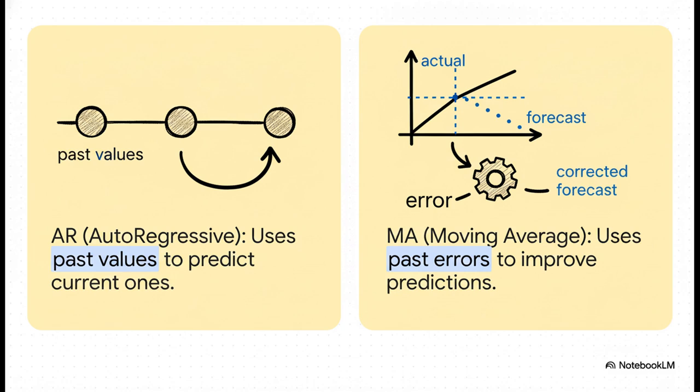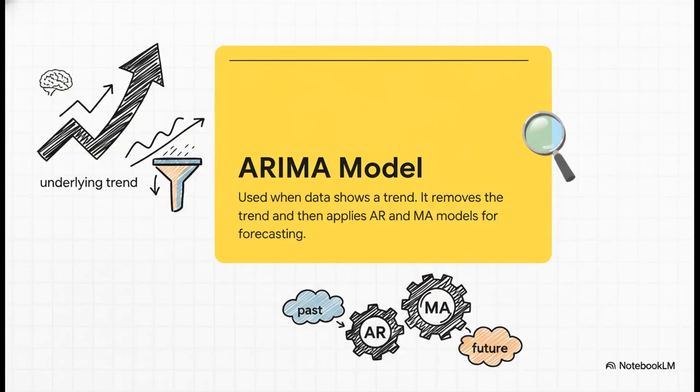You've got your AR, or autoregressive model, which is based on a really simple idea: what happens next is probably related to what just happened, so it looks at past values. Then you have the MA, or moving average model, which is a bit different. It cleverly looks at the mistakes from our past predictions and uses those errors to make the next forecast even better. And very often, we blend these ideas together.